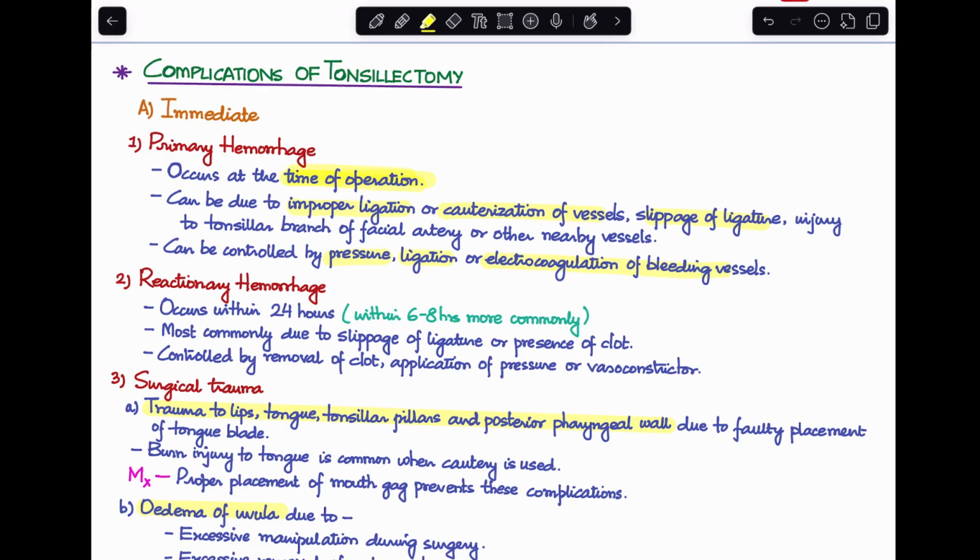The second complication is reactionary hemorrhage. This is the hemorrhage that you see within 24 hours of the surgery, and more commonly within 6 to 8 hours of the surgery. The common causes here could be either slippage of ligature or presence of clot. The management here would involve removal of the clot, application of pressure, or a vasoconstrictor. This is about reactionary hemorrhage.